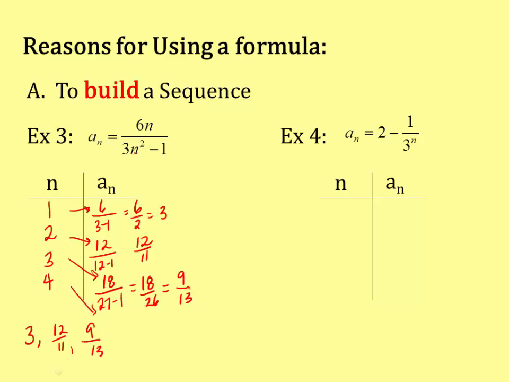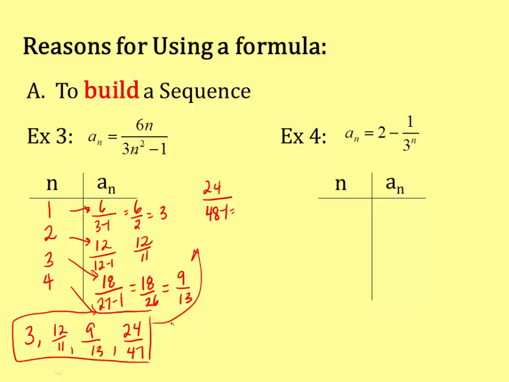And 4, I'm running out of space, so I'm going to do 4 up here. So 4 times 6 is 24. 4 times 4 is 16. Times 3 is 48. Minus 1 is 47. So my last term would then be 24 47ths. Okay, and yes, you'll have your calculators, and you want to use reduced fractions, not decimals, as you do this.